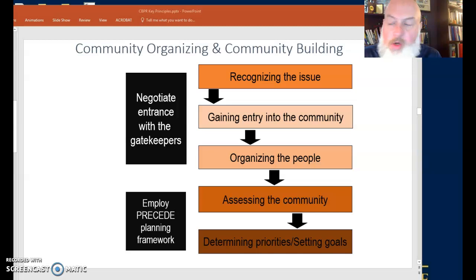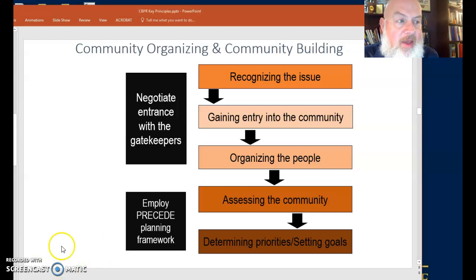Who will you organize? Who will your community partners be? Who is going to help you negotiate entrance into the community with gatekeepers and key stakeholders? And then, of course, we have this whole PRECEDE-PROCEED model that we're going to take a look at here.